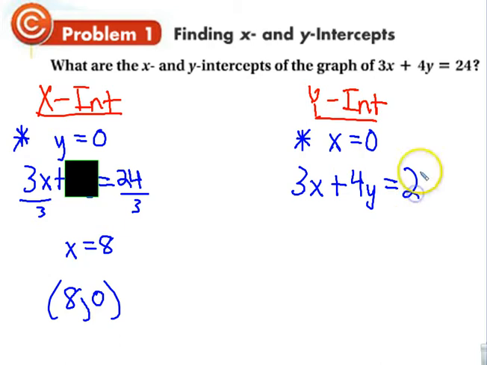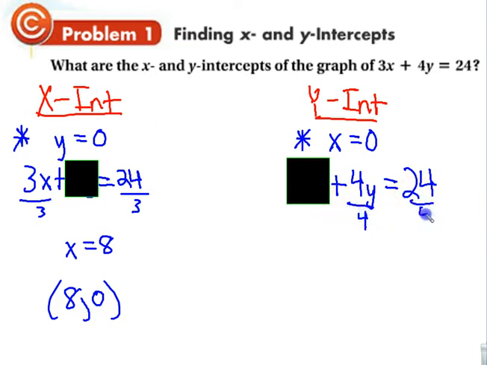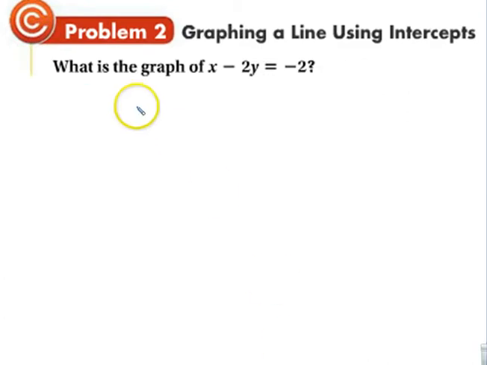So for the y-intercept, we're going to do the same thing, but this time we're going to do it to x. We solve what's left over, and then we write it as an ordered pair. So using the intercepts, we now have 2 points. We can graph the entire line. Okay, let's look at that. How do we graph it?